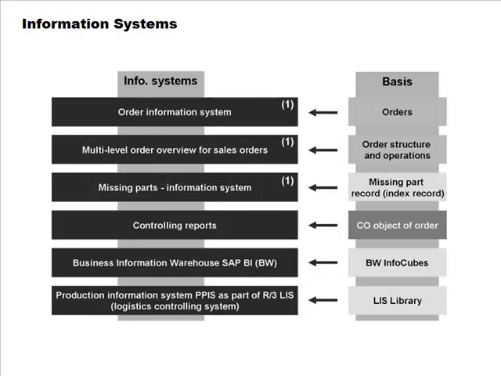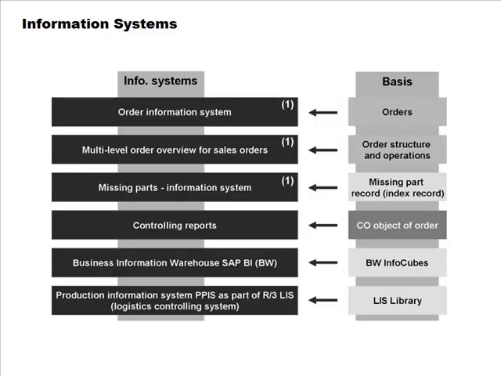And again, here we are talking about various information systems for manufacturing execution. So you've got order information system where you can go and track all the orders and look at things like that. The basis for each of the information systems, it's obvious that order information system is going to be based on orders. Then multi-level order overview for sales orders. Then missing parts information system. For example, we saw when we did availability check, we were able to see the missing parts. So you've got that information, and then various kinds of controlling reports.